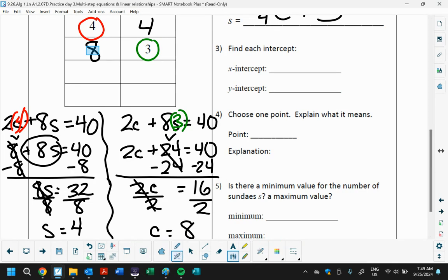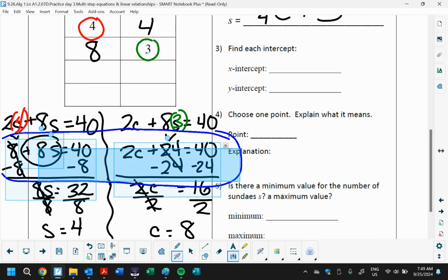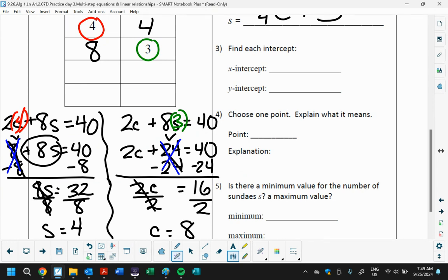Again, if I use my little disappearing ink here, look at this first step. After we multiplied, we eliminated the constant term. We got rid of the 24, we got rid of the 8. How do we eliminate multiply? Divide. How do we eliminate multiply? Divide. Both of these leading to the missing piece that we were trying to solve for.